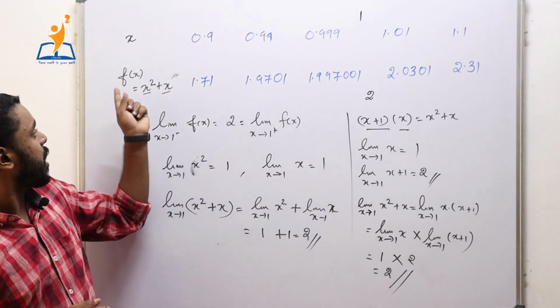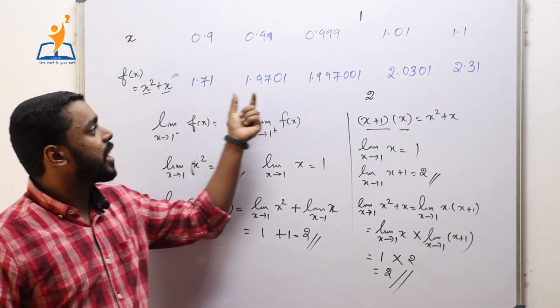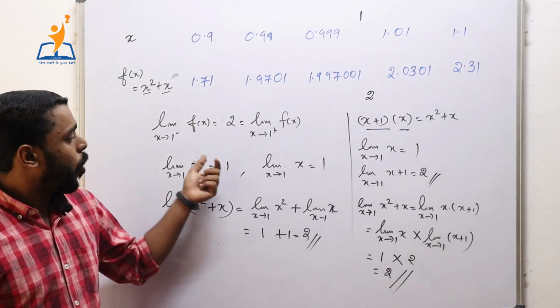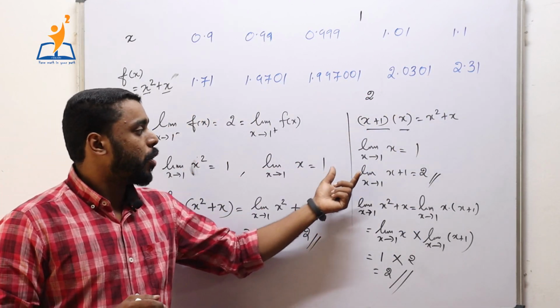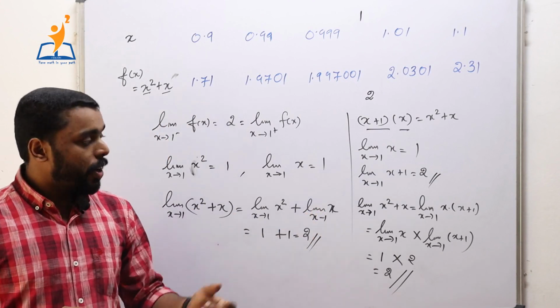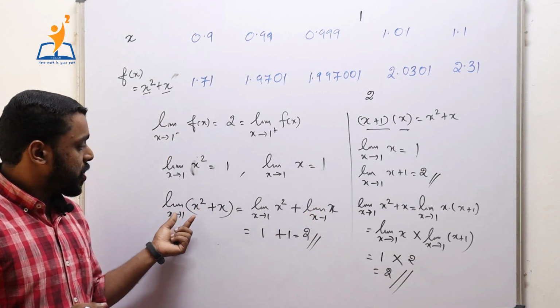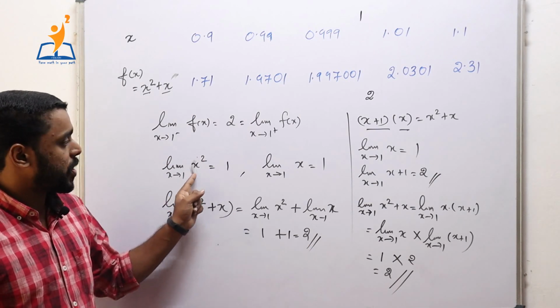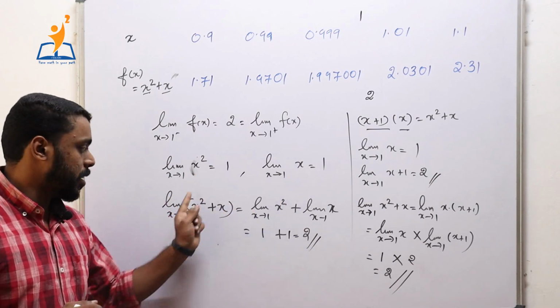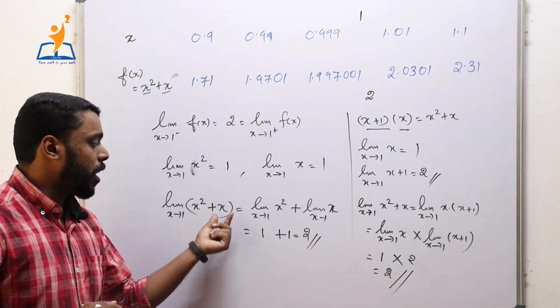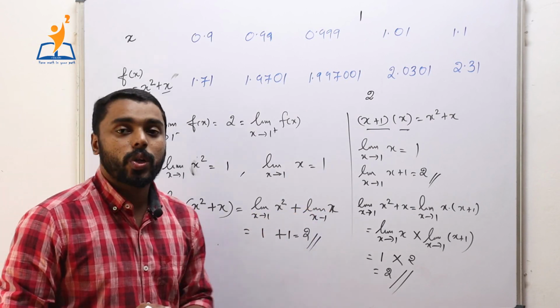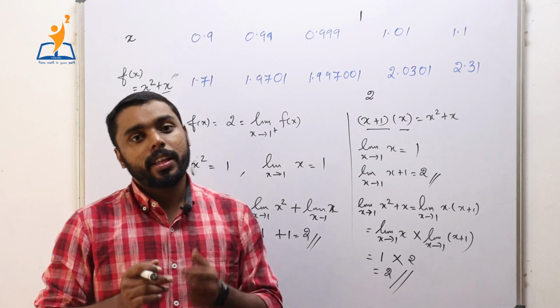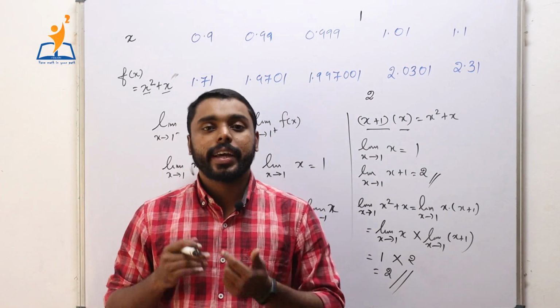So if we are given a function, we can either evaluate the limit by the usual process or by splitting it into component functions whose corresponding limits we already know. Here we know the limits of x square as well as x, so we can split x square plus x into these individual components, hence we easily obtain the limits. Now we shall move to the next example.